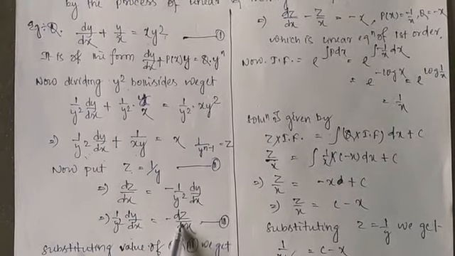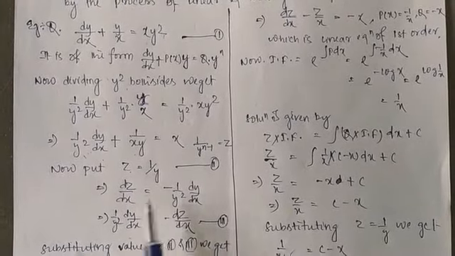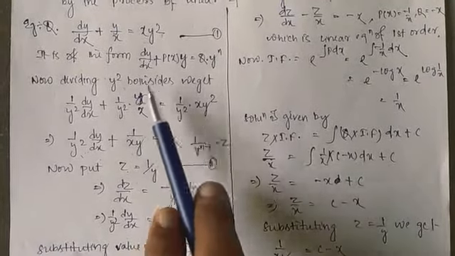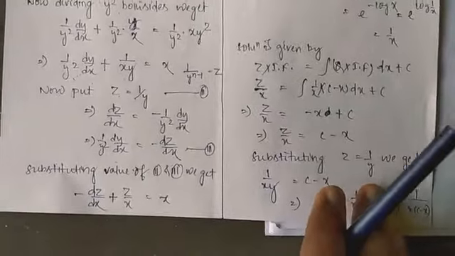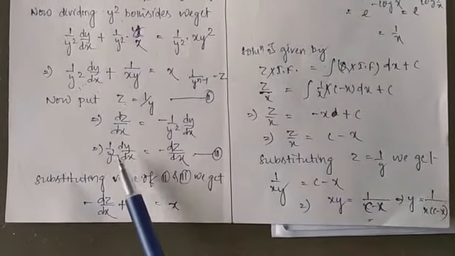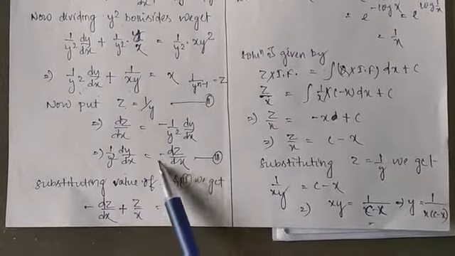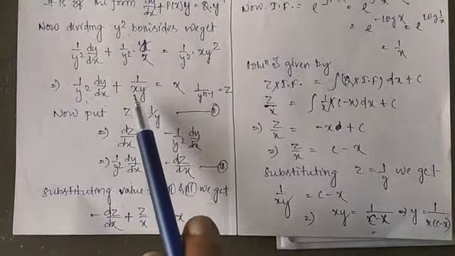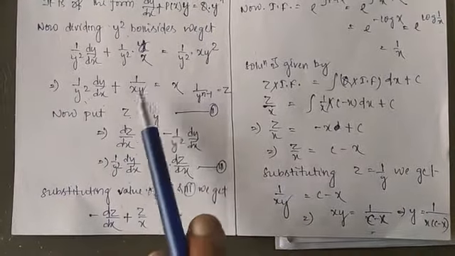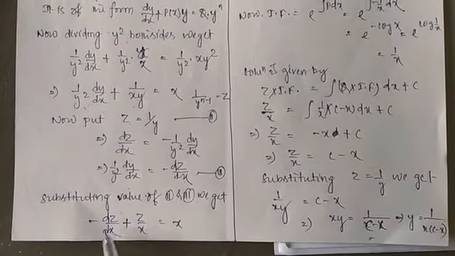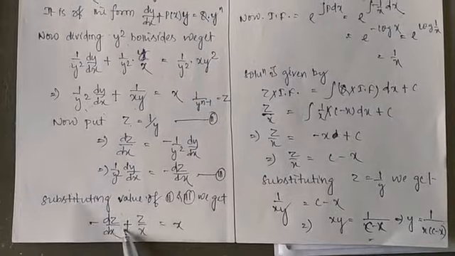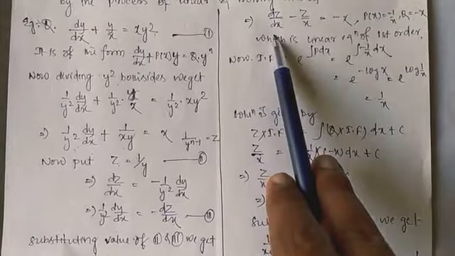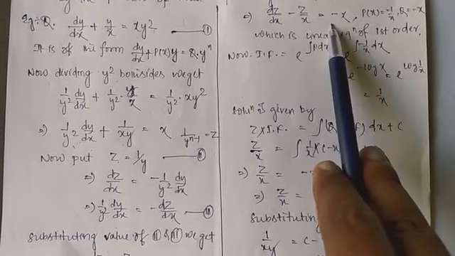Now in the second step, we substitute the value of 1 by y square dy by dx and the value of z, that is 1 by y, in this equation. So our reduced equation is, in place of 1 by y square dy by dx, minus dz by dx, and 1 by y is z, so we get minus dz by dx plus z by x, that is equal to x. So here by taking minus common, the converted equation will be dz by dx minus z by x, that is equal to minus x.